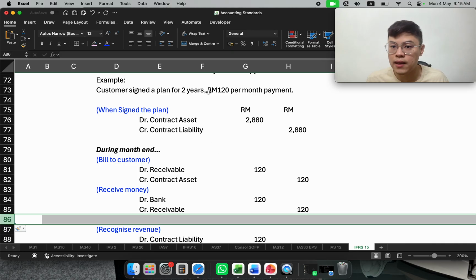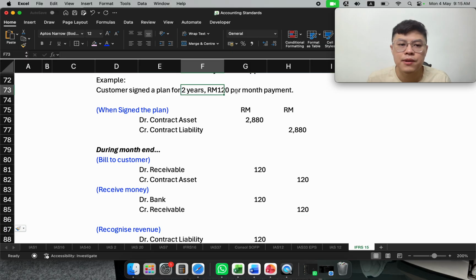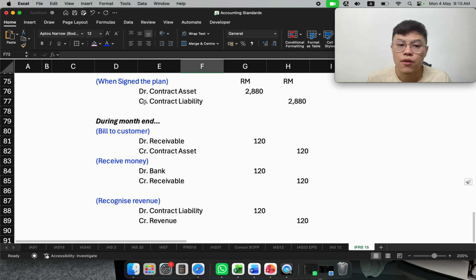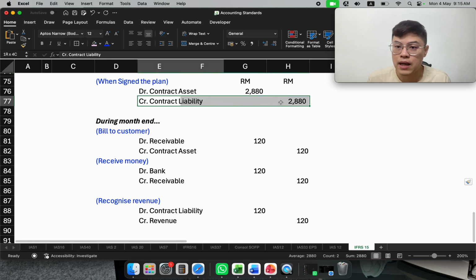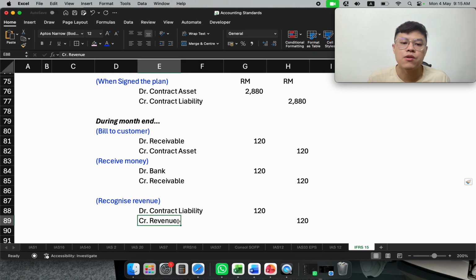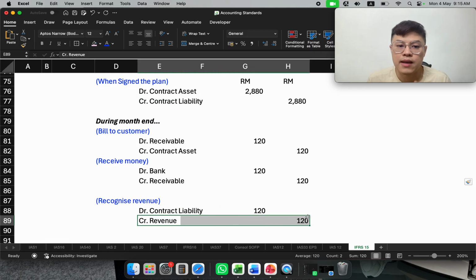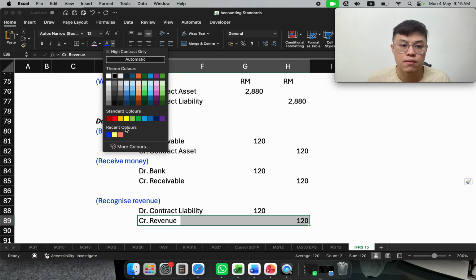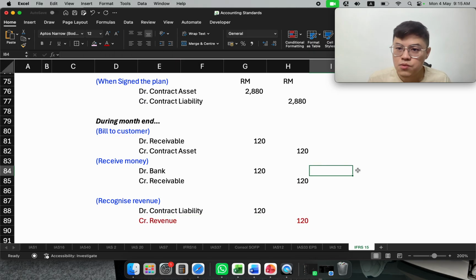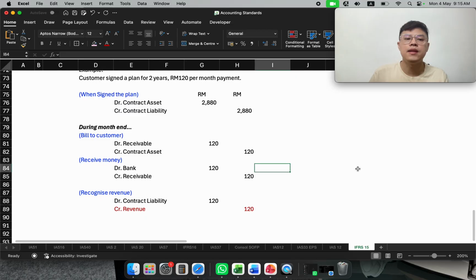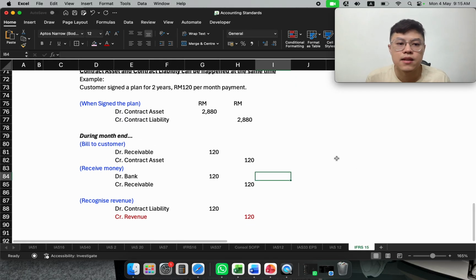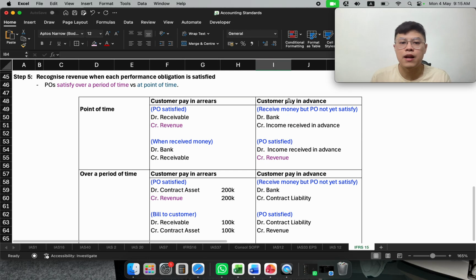Maybe it's a Delco plan. You have performed your Delco services. So that 1 month 120, which originally you credited to contract liability as your liability, now you debit contract liability and you credit your revenue. You can recognize your revenue at this stage. And this will be mixing the contract liability and contract assets. So I hope you have gotten some idea on IFRS 15.